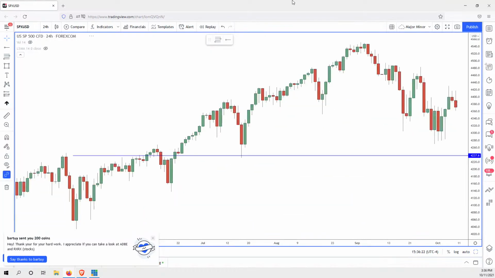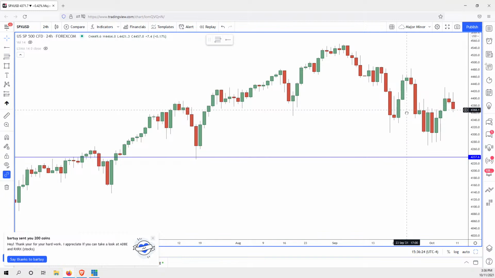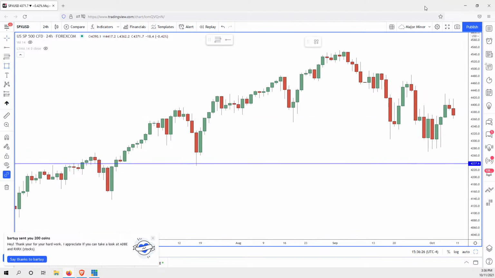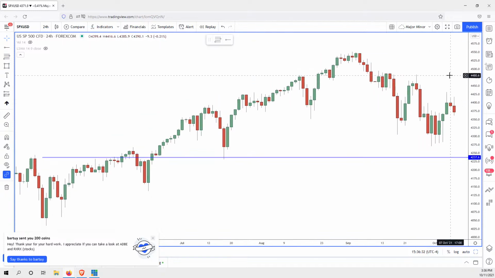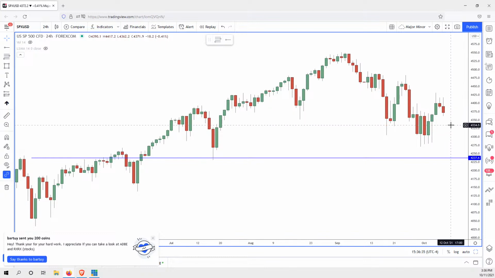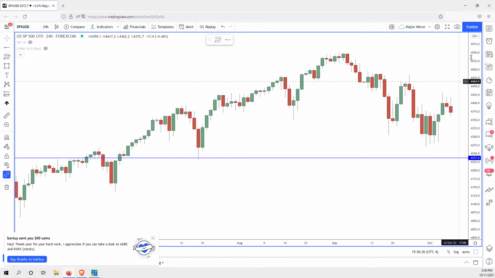What about the S&P? The S&P looks similar to the NASDAQ. This whole structure from the peak is just a corrective structure. It's not a bear market. So a higher low or a double bottom is highly likely in terms of context and probability.